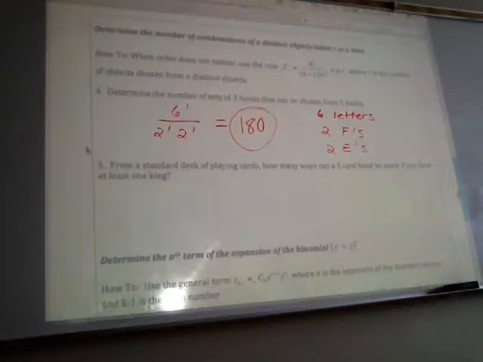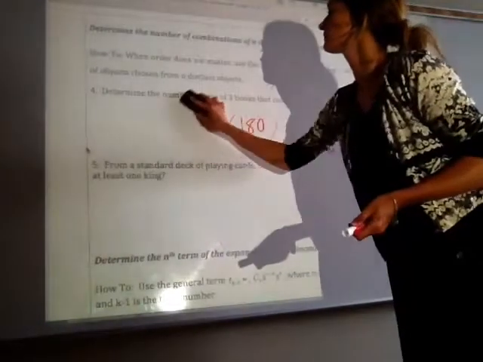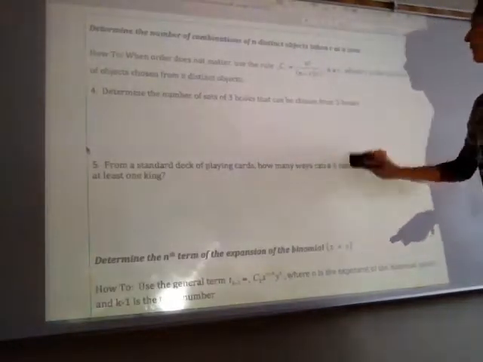Okay, then we moved on to combinations. So combinations are used when order does not matter. Okay, so we looked at examples like committees. We looked at examples like a 5-card hand when we're playing poker. There's lots more. For example, determine the number of sets of 3 books that can be chosen from 5 books.